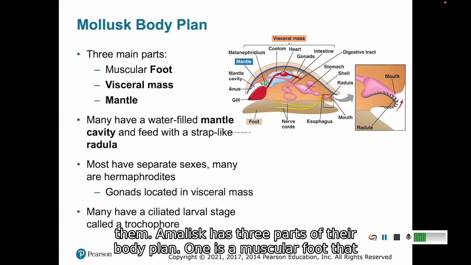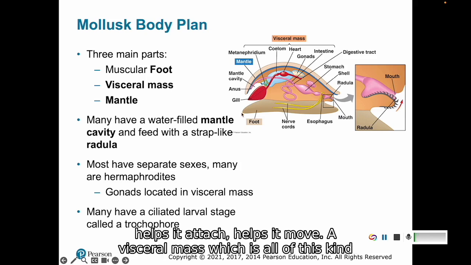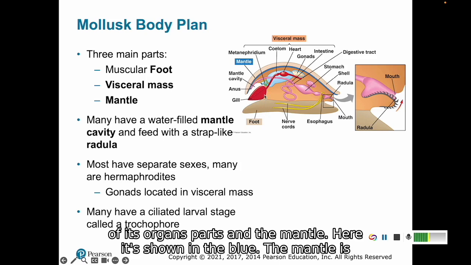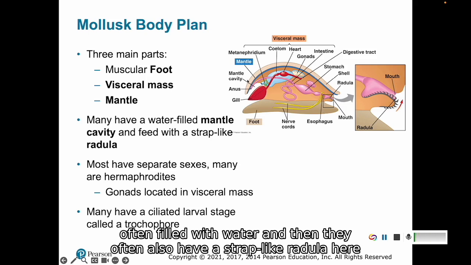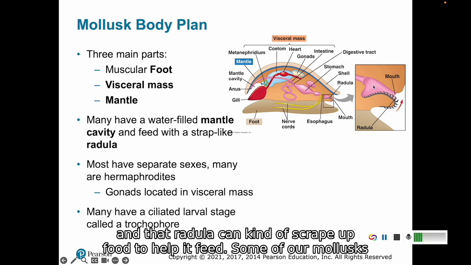A mollusk has 3 parts of their body plan. One is a muscular foot that helps it attach, helps it move. A visceral mass, which is all of its organs, and the mantle. Here it's shown in the blue. The mantle is often filled with water. And then they often also have a strap-like radula here. And that radula can scrape up food to help it feed.